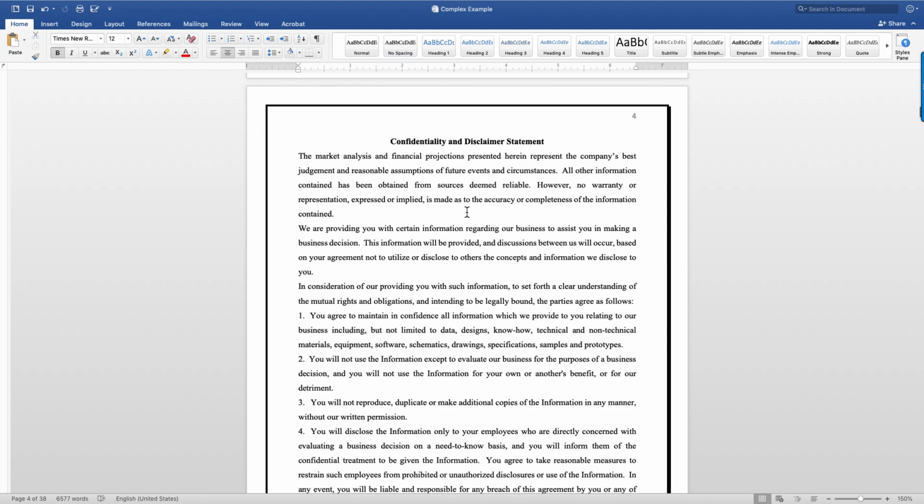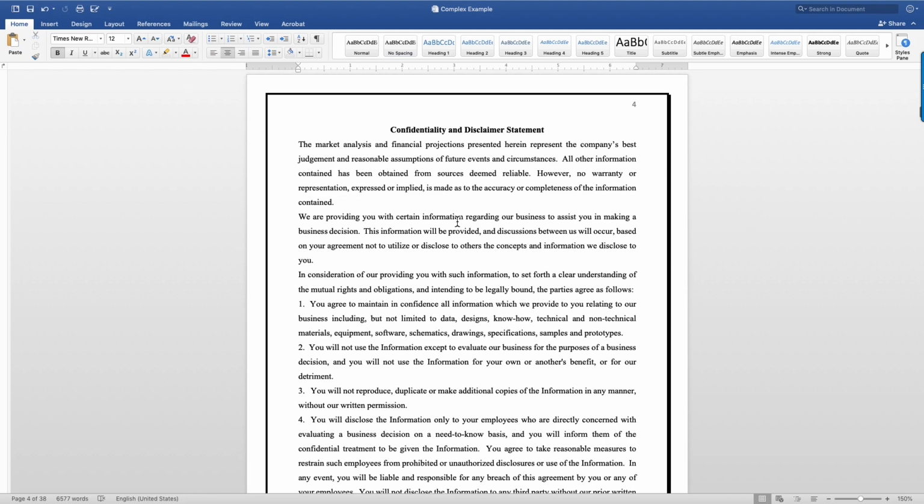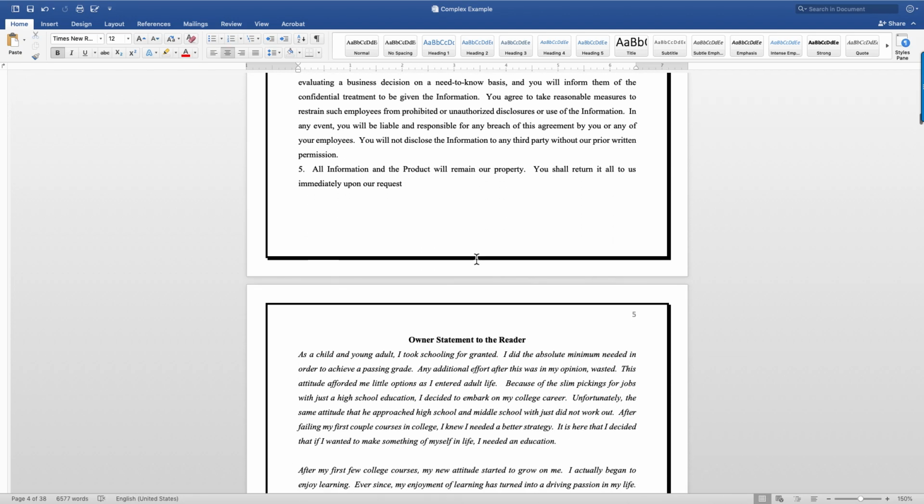The next section is the confidentiality statement. This just tells the readers, whoever they may be, that if they're reading this document, they can't share the information with anybody else. So it kind of binds them legally, at least hopefully.